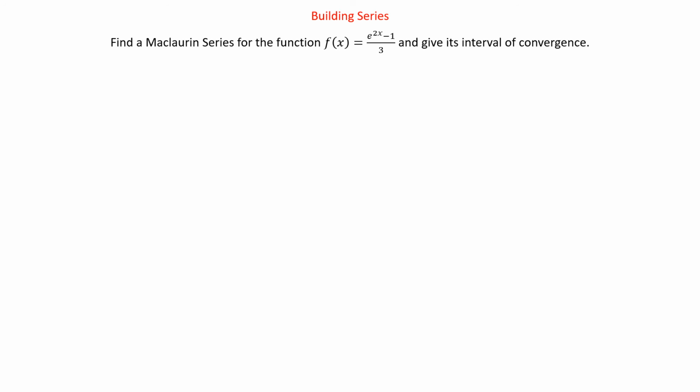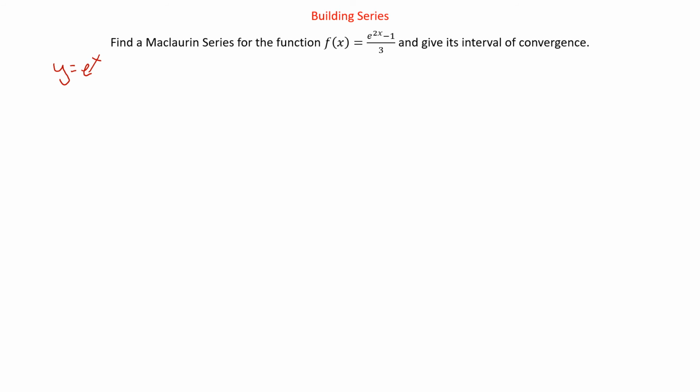Building series. So if we wanted to find the Maclaurin series for something like this, f of x equals e to the 2x minus 1 over 3, and then give its interval of convergence, that's where it converges. Starting from here, if we're thinking, okay, we need to do the derivatives of this, that would be tough. So let's look at a simpler problem first. Let's look at just e to the x. So I won't use f of x, we'll use y equals e to the x.